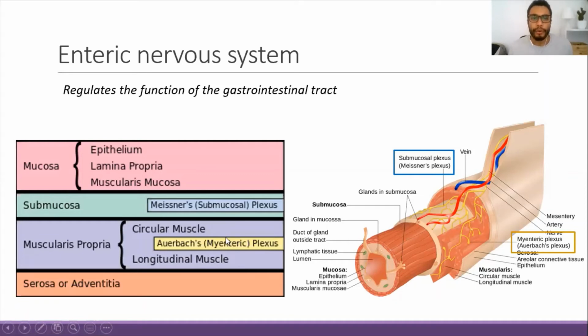Whereas the Meissner plexus, or submucosal plexus, innervates the submucosa, and is more related to the activity of the glands, the secretion of these glands in the digestive system. So this one is related to secretion of the glands, and the other is related to involuntary contraction and movement of peristalsis in the digestive system.